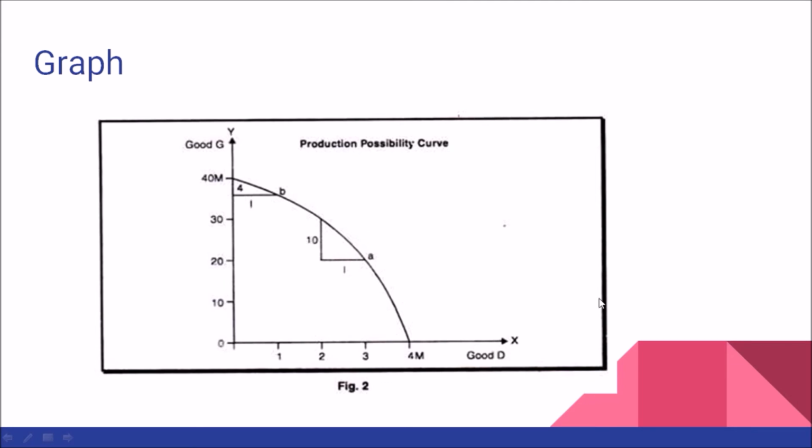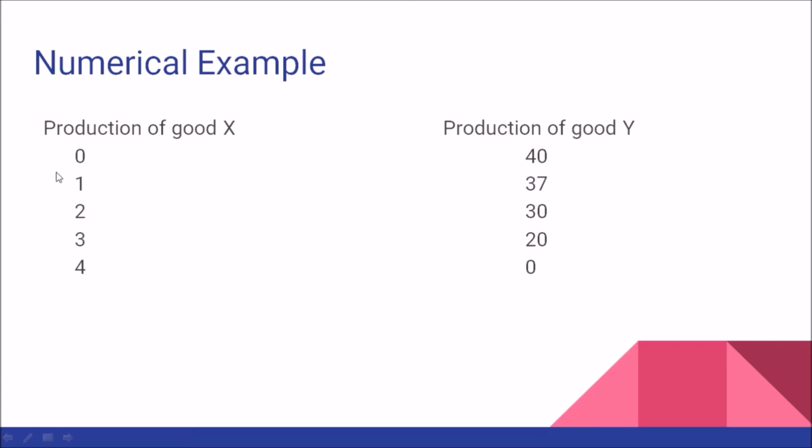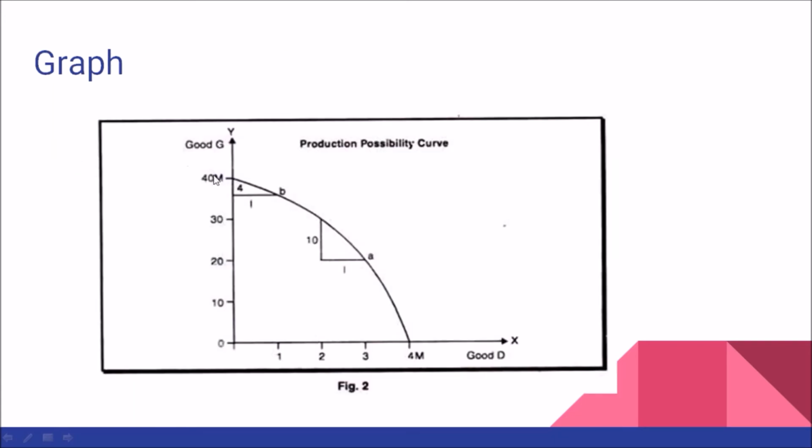That means 40 units of Y can be produced if all the resources are used to produce Y, and if all the resources are used to produce good Y, the production of good X is 0 units. The economy cannot produce 40 units of good Y and any units of good X.